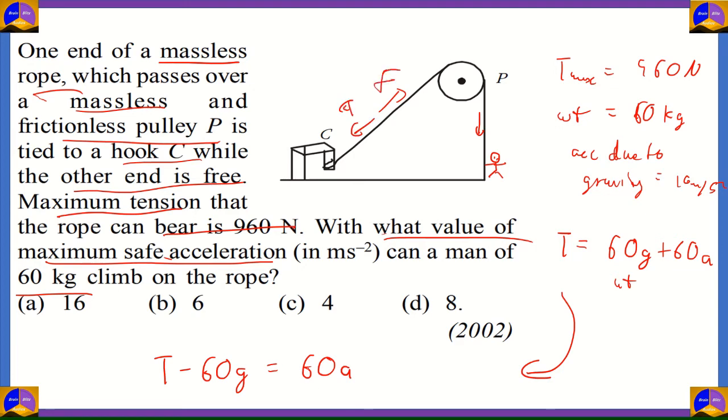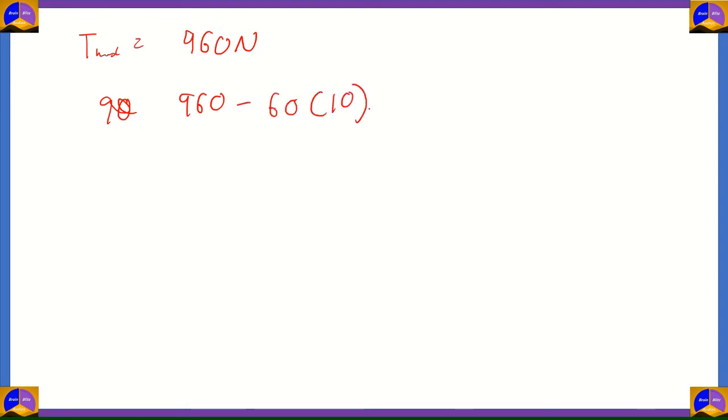So T minus 60g is equal to 60a. We need to find the acceleration with which the man goes up. So we are taking 60a to one side and all the other quantities on the other side. Now, in order to find out the maximum acceleration, we can take tension max, that is T max, equal to 960 newtons. So in the equation, you can write 960 newtons minus 60 times the acceleration due to gravity, 10, equals 60a.